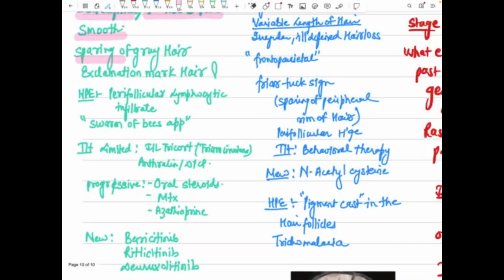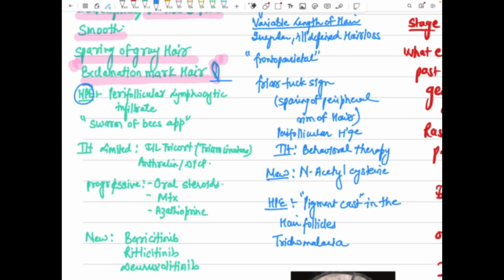There will be sparing of the gray hair. This you should know, and overnight turning of the hair gray is also known as this. Then exclamation mark hair. Exclamation mark hairs are seen in alopecia areata. Like the distal end will be broader and towards the base, it will be very pointed and it will form an exclamation mark.